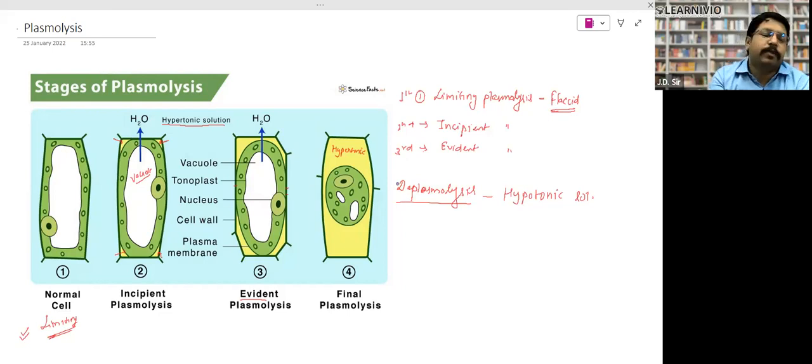When you apply or rub salt around this, what will happen? The water will come out. Plasmolysis will take place. Water will come out, so the water quantity will reduce, and it can be preserved for a longer time.